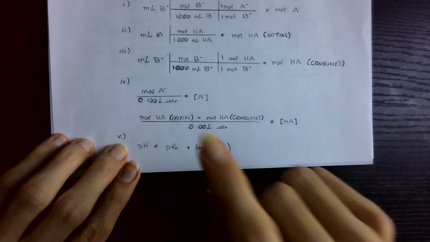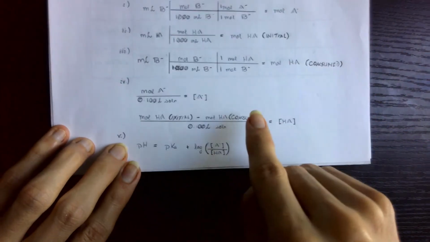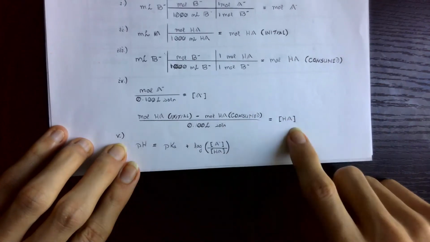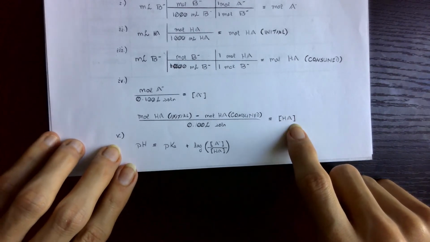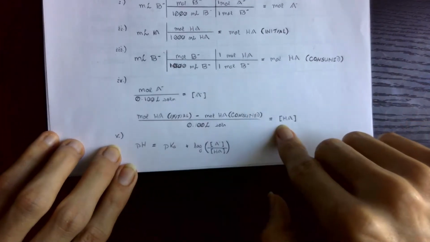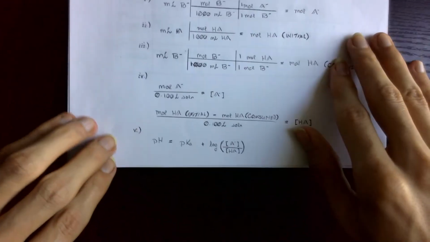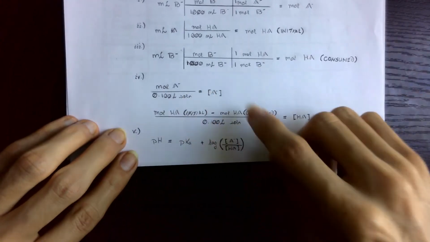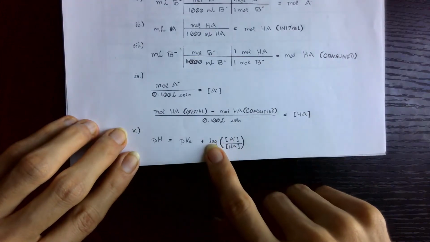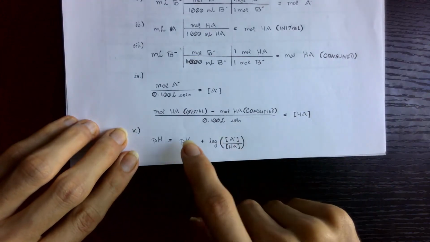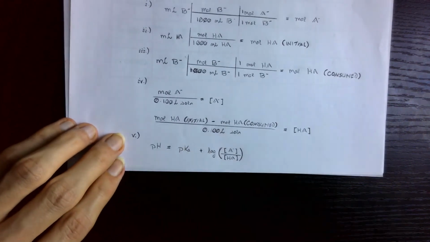To get my concentration of weak acid, it's just what I set up a minute ago: initial minus consumed divided by volume. That gives you your weak acid concentration. So once I have these two things, and I have my pKa up here, I can use the Henderson-Hasselbalch. It's easy, it's basic algebra. Conjugate base goes on top, weak acid goes on the bottom. Take the common log of it, and then just add that to the pKa value, and that gives you the pH for the buffer solution. That's all there is to it.